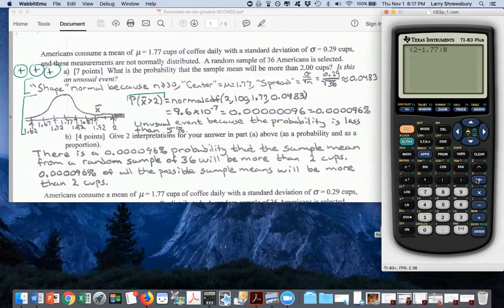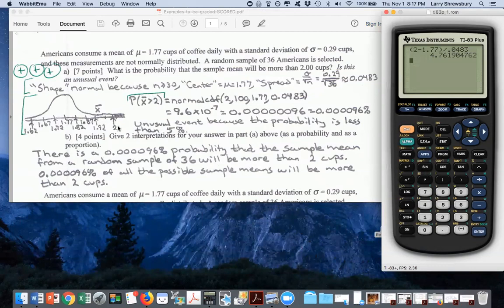And you divide it by the spread. Oh yeah, we calculated the spread over here, 0.0483. So that 2 is 4.76 standard errors above. 1, 2, 3, 4. Yeah, that'd be right about there.